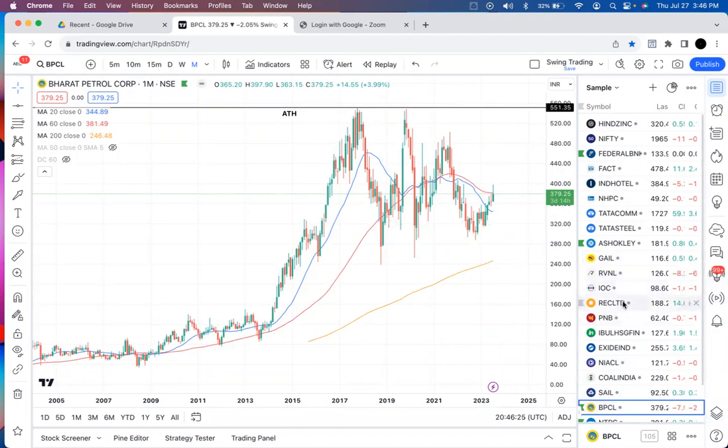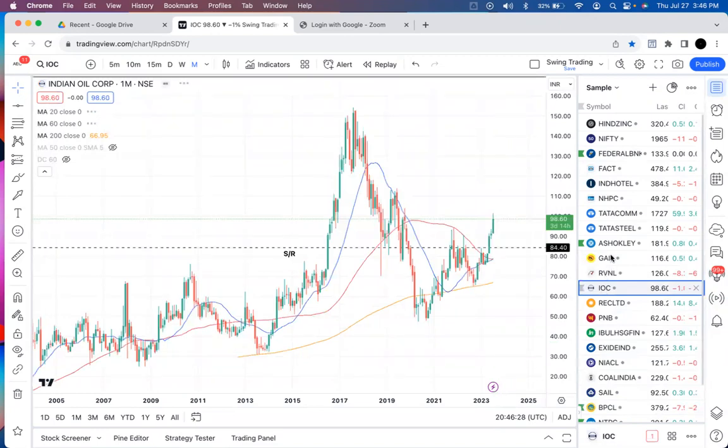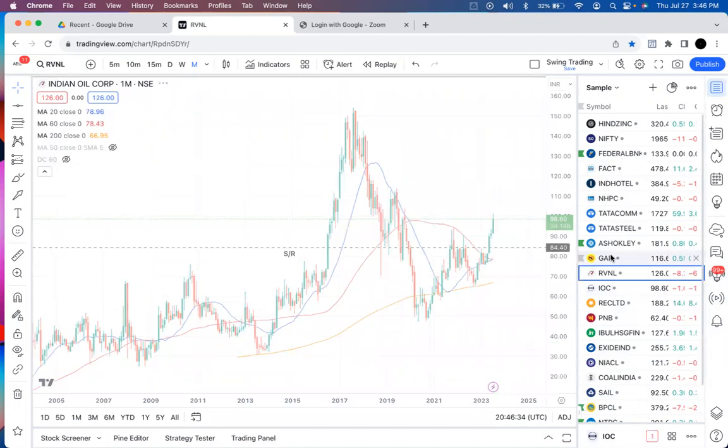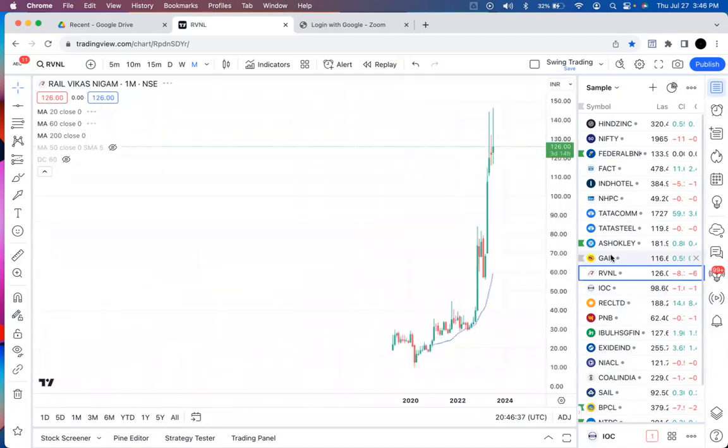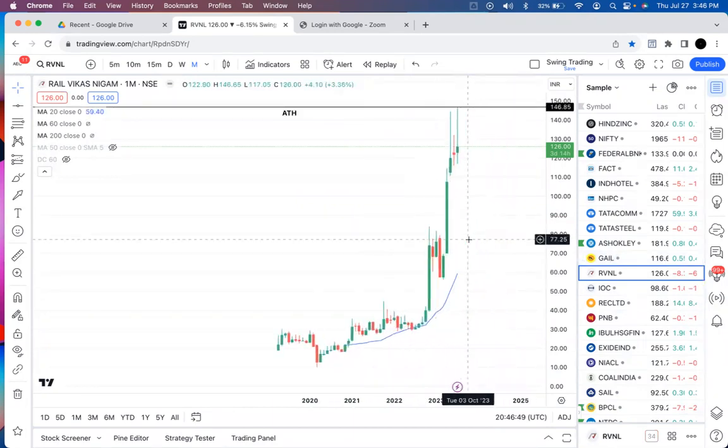All right. So we had Gale was the last one. And then RVNL, Rail Vikas Nigam Limited. All right, let's see what this one looks like. I saw some people on Twitter calling it the Rocket Vikas Nigam Limited because of the powerful moves recently.